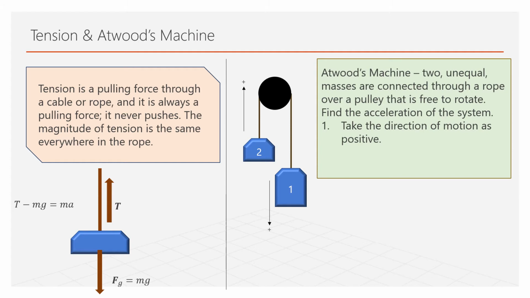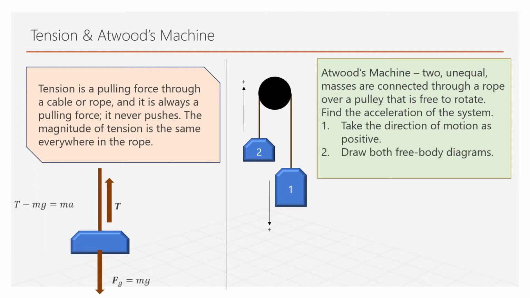For these kinds of problems, it is usually easier to take the direction of motion for each object to be positive. For mass 1, because it is heavier, it will move downward, and so for it, we will take downward as being the positive direction. Because mass 2 is pulled upward, for it, we will take upward as being the positive direction.